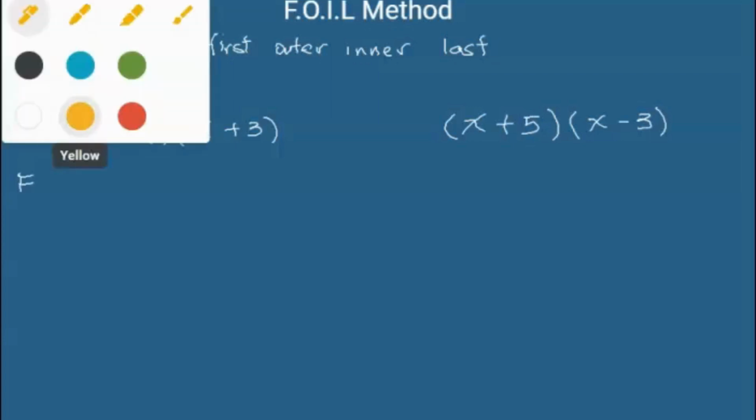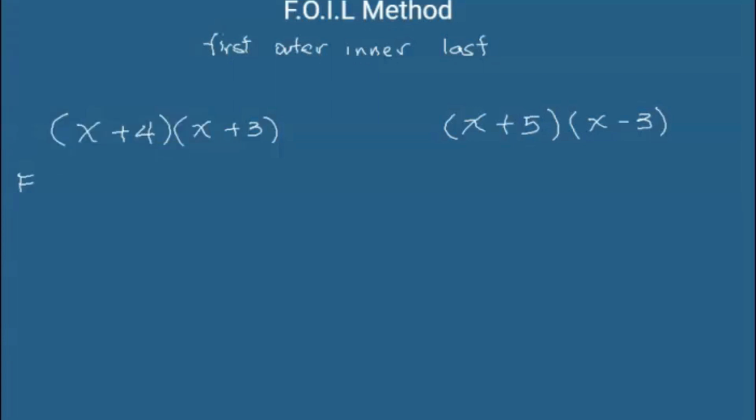The first terms of the binomials are this x multiplied by this x. So that's the first term of each binomial. x times x is x squared. It means we follow the law of exponents, or product law. x to the first power times x to the first power, we add exponents, 1 plus 1, so we have x squared.